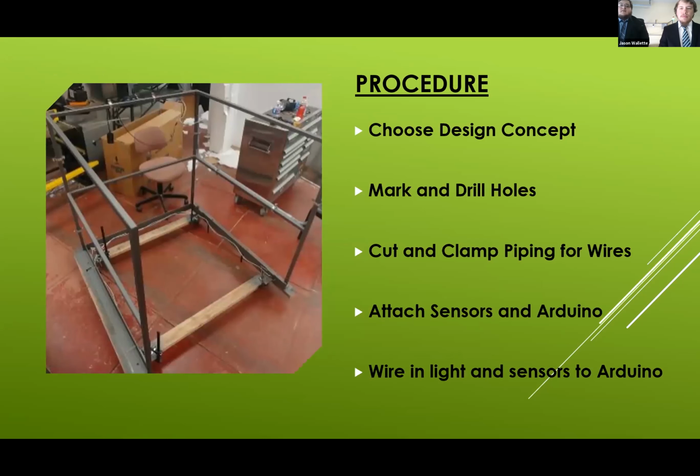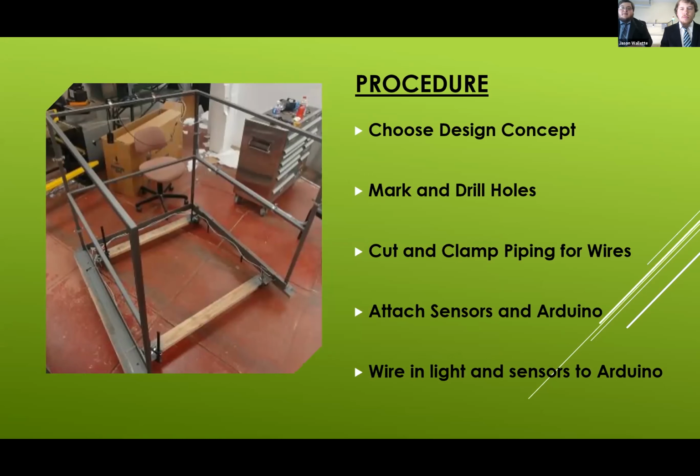This is our procedure that we went through. Once we got the cage from Alpha Welding, we finalized our design for the cage and then got Alpha Welding to produce it for us. And once we received the cage, the first things that we started doing were drilling holes to mount our conduits for the wires and placement of all of our weight sensors.